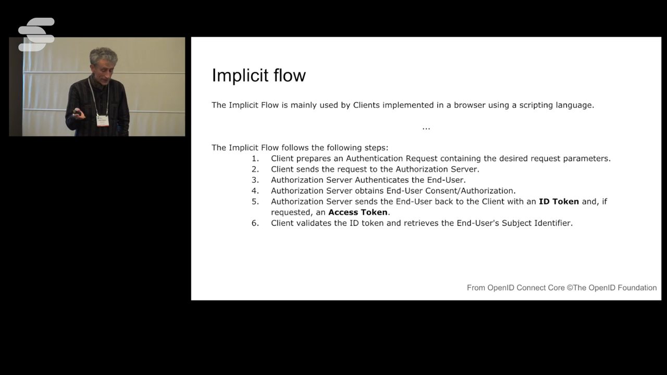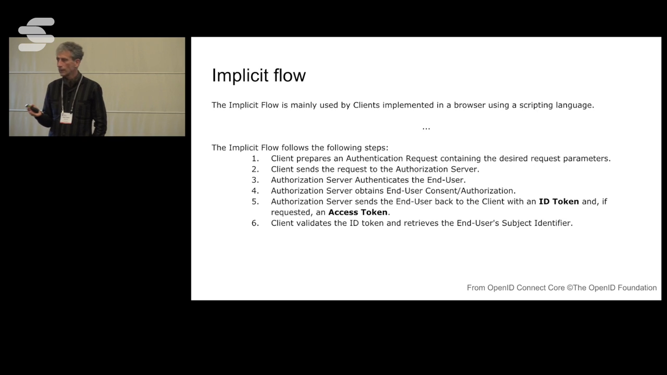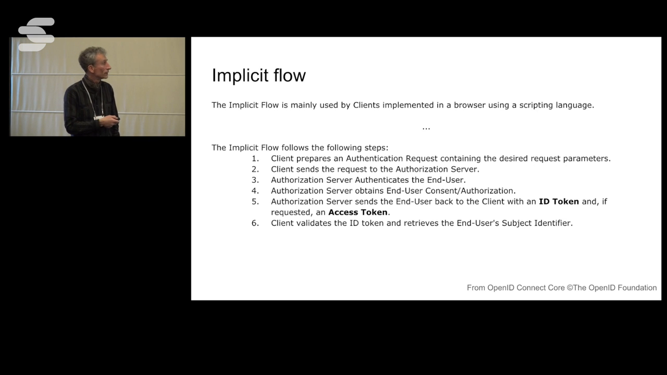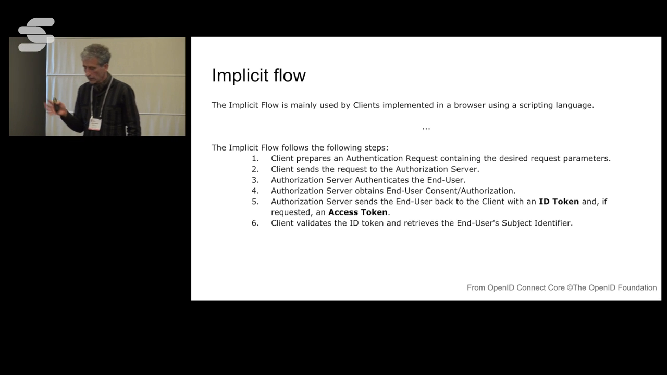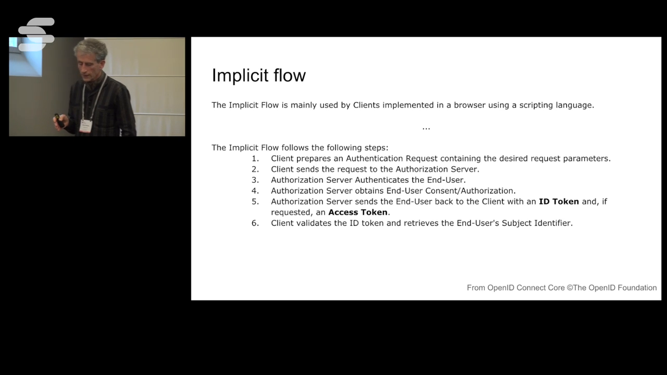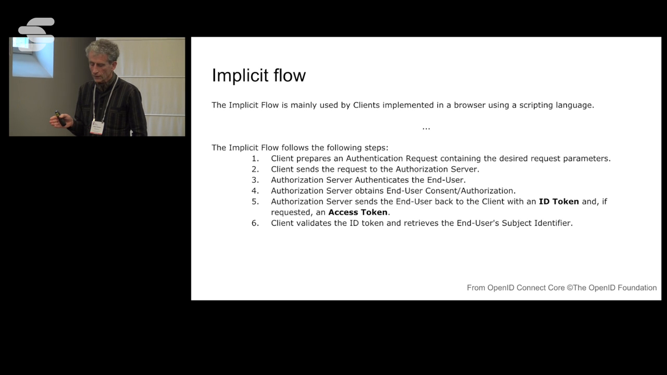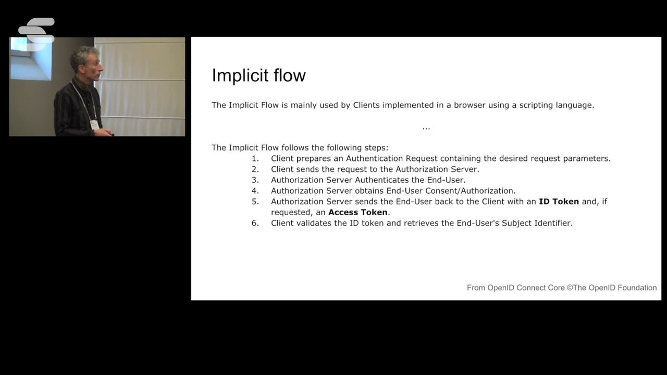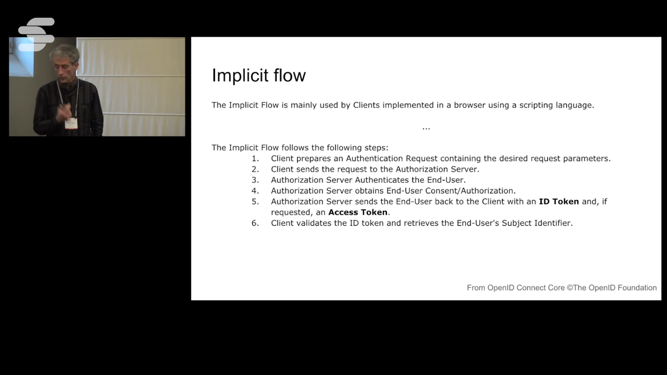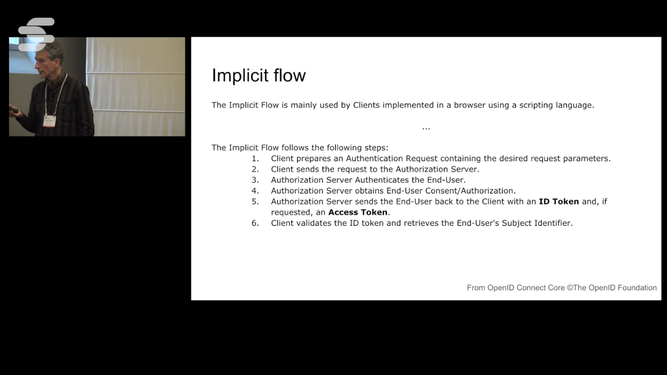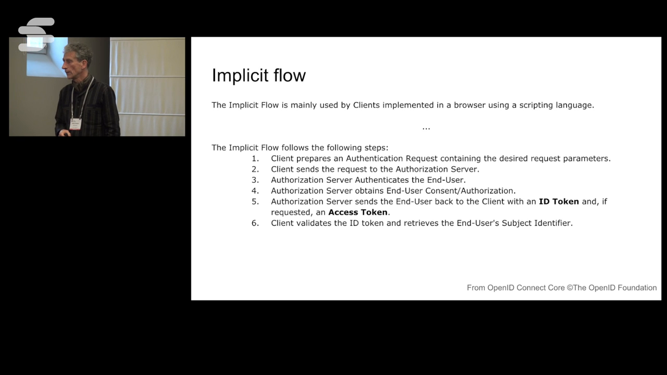The standard explicitly says to use the implicit flow in the SPA use case. This is a literal quote. But the OpenID Connect standard says that. But in fact, you are using the OpenID Connect flow to not only get an ID token, but also an access token. So you are effectively doing delegation there as well.